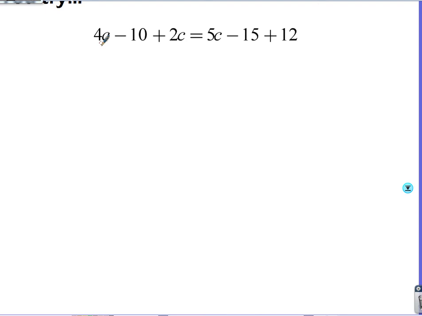I've got a 4C over here. Kirsty, do you see any other C's? 2C right here, good. And anything else? Those are all your like terms. Everybody good with that? Now let's rewind for a second.